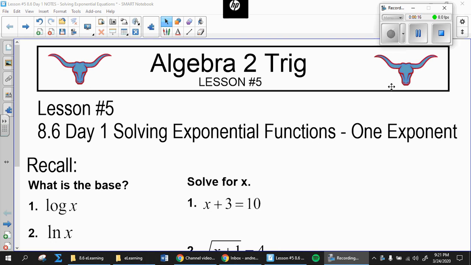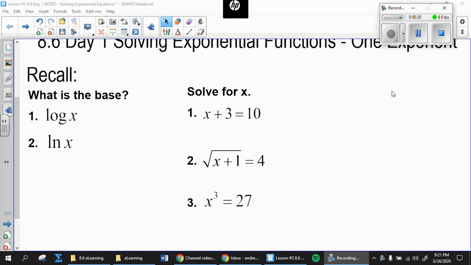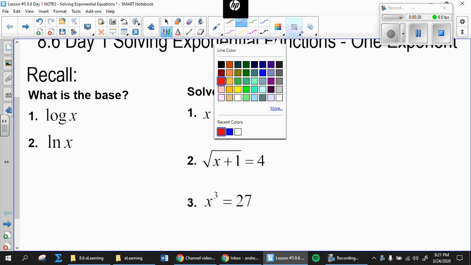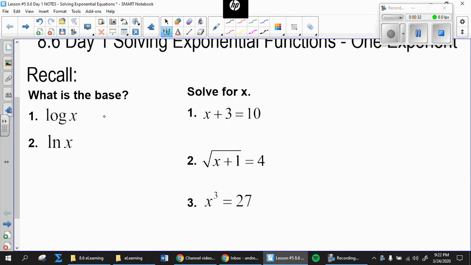So first things first, let's look at a little bit of review. Remember, if we have this common log, where we have log with no base, that simply is telling us base 10. So this is base 10. Remember here our natural log has base e. So this is the same thing as log base e of x. We just don't write it like that.